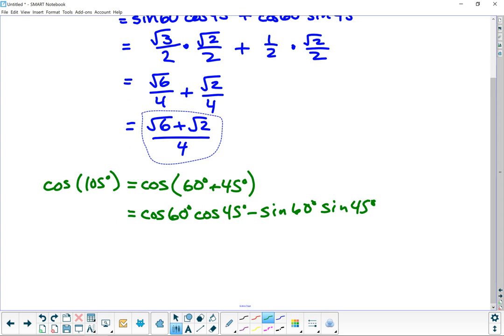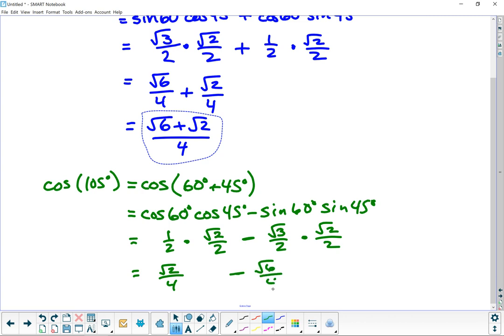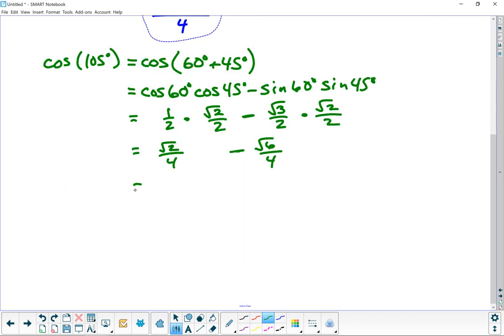Okay, now look at your unit circle, your main one, not those triple unit circles. Cosine of 60, so cosine is x, so that's 1/2. Cosine of 45 is radical 2 over 2 minus sine of 60, right? Sine is radical 3 over 2 times sine of 45 is radical 2 over 2. So work it out, you get radical 2 over 4 minus radical 6 over 4. And together, you can put it both over 4, and you will get a radical 2 minus radical 6.